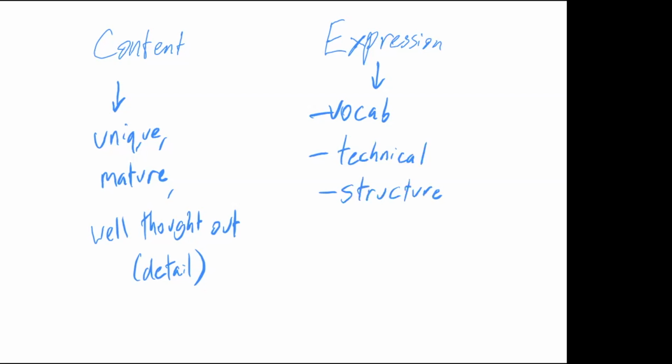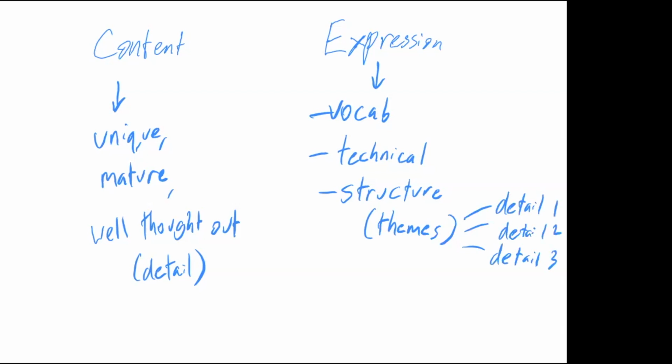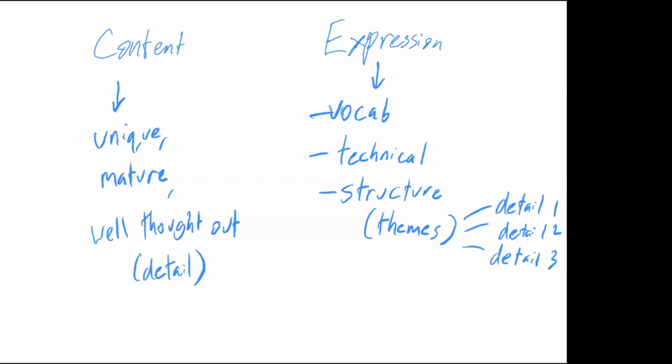So in terms of the structure, I do want to mention this idea of themes. So generally thinking of two to three broad themes that form your body paragraphs, and within those themes you have your finer details, right? So detail 1, detail 2, and detail 3 within each body paragraph. These are the things that basically create a robust paragraph on the whole.